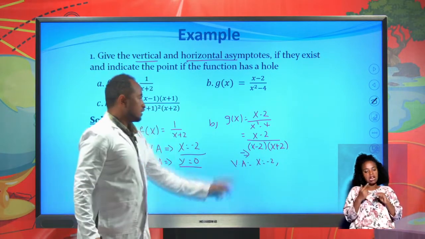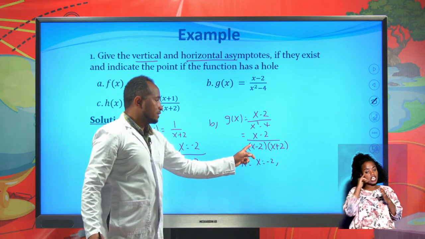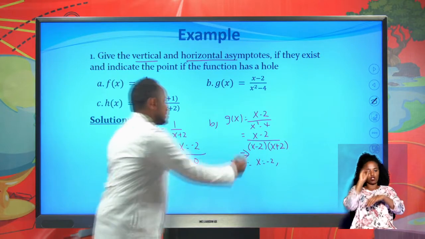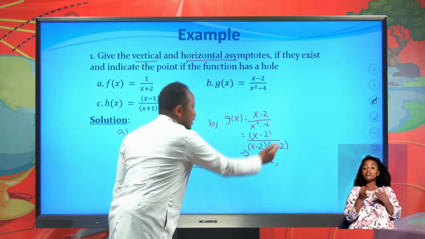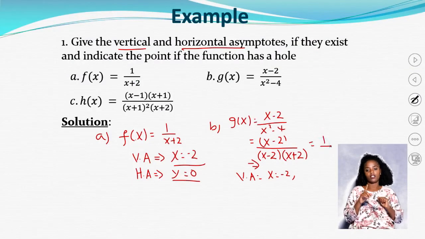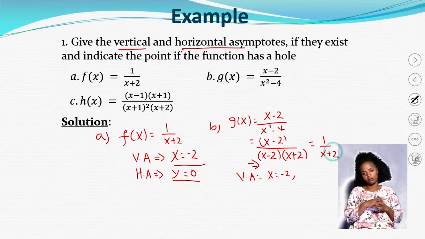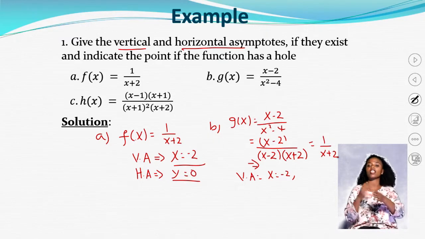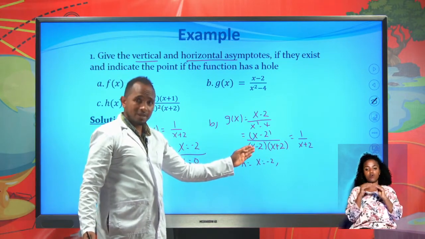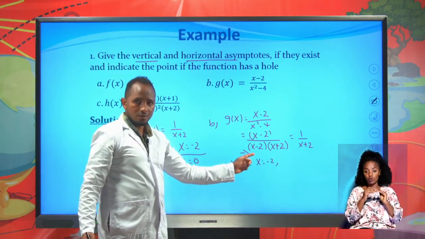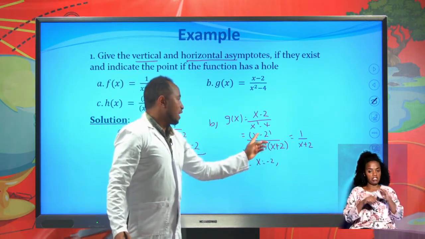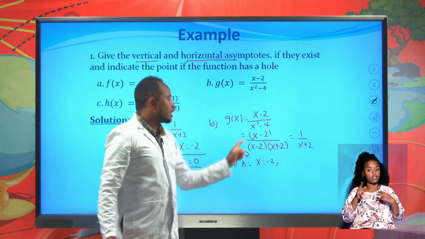Let's check for this one. If you put 2 here, it makes 0. Not only this one, it makes the numerator also 0. And when you simplify this, you'll have only 1 over x plus 2. Therefore, this function will have a hole at x equals 2, since x equals 2 makes both the numerator and denominator 0. So it will have a hole at that point. And when you simplify further, you will not have this expression there. Therefore, it has a hole at that point.